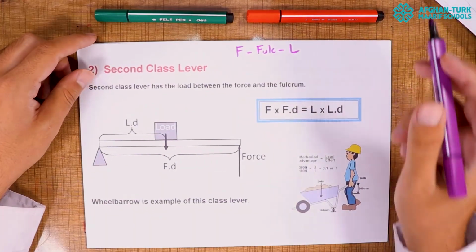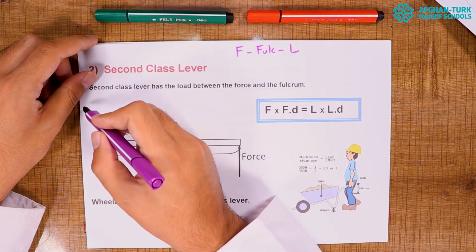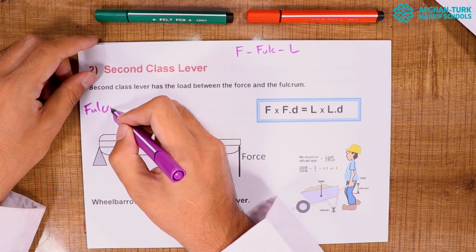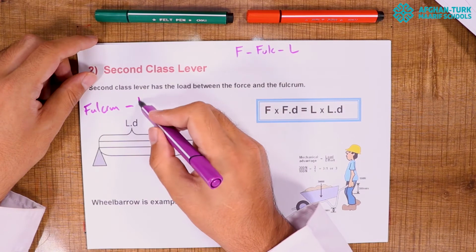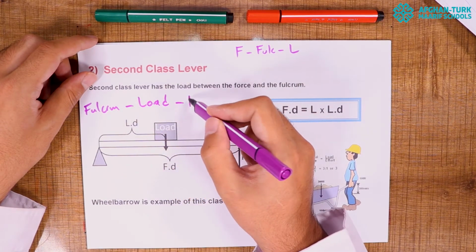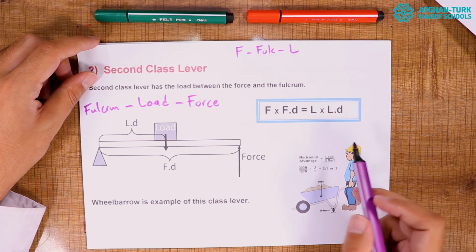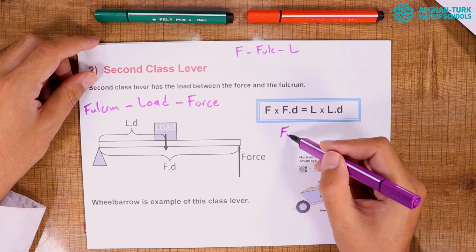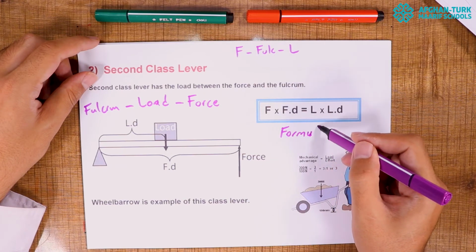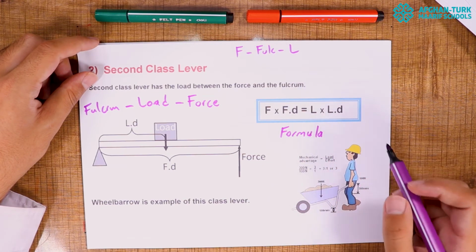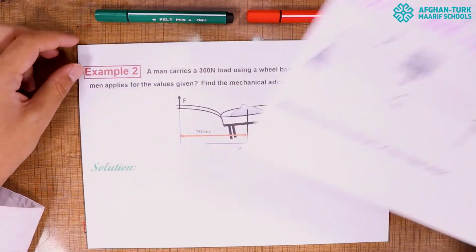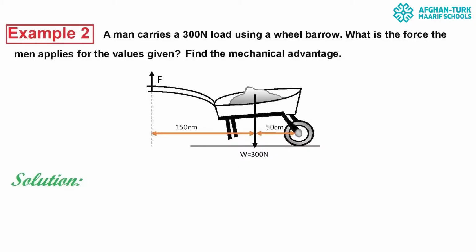In this combination, the second class lever, it's like this: fulcrum, load, and force. Again, we have the same formula. Basically, in all simple machines, we have the same formula. Okay, let's continue with an example. A man carries a 300 Newton load using a wheelbarrow. What is the force the man applies for the values given? Find the mechanical advantage of the wheelbarrow.